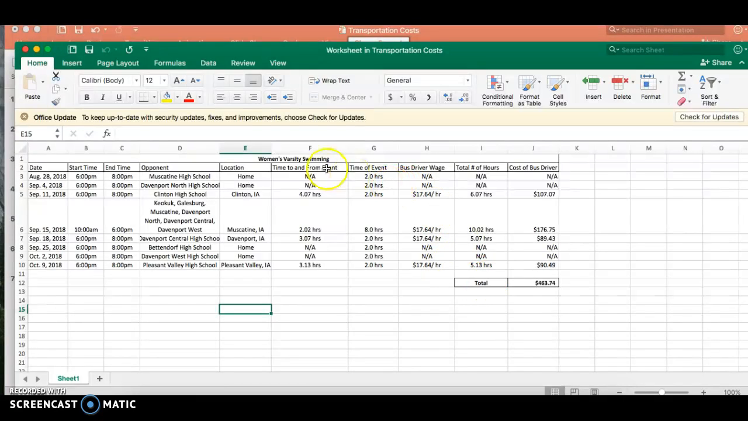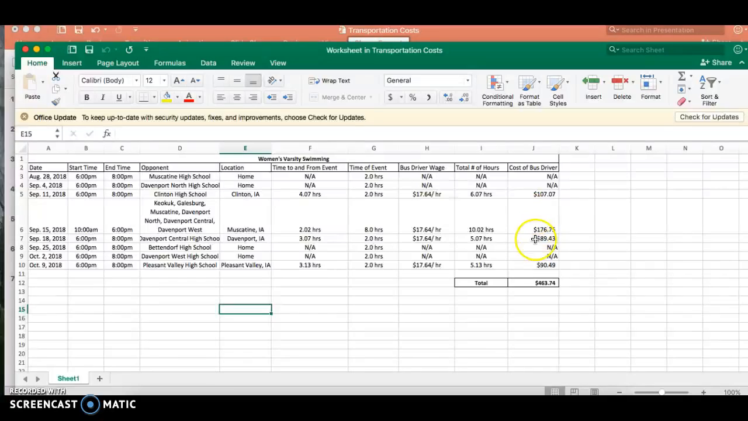And so for the women's varsity and junior varsity swim team, they spent $463.74, and that's projected for the 2018 season. So what could be factored in here is any additional meets that get added, or any invitationals that get added as well. So out of the 8 meets for the women, 4 of them were at home.